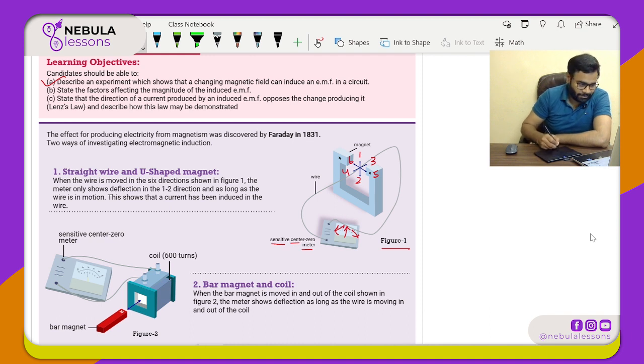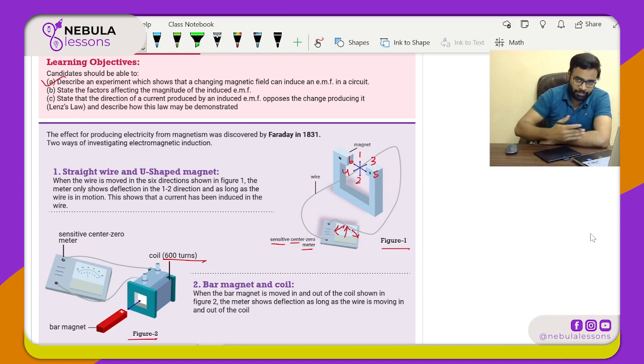In the second experimental setup, we have a coil with 600 turns in it. The terminals of the coil are again connected to a sensitive center zero meter. And now we are moving a bar magnet into and out of the coil. The direction of the movement is also indicated with this blue arrow. If we move the magnet inward, the current flows in one direction. When we move it outward, it flows in the opposite direction.